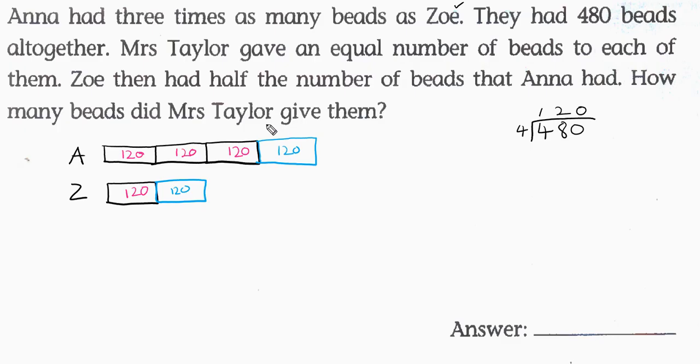How many beads did Mrs. Taylor give them? Well, she gave 120 to Anna and she gave 120 to Zoe. So we've got 120 times 2, which is 240, and that is our final answer. So I think it looks quite complicated, but actually when you draw it, it's made very easy, which is the whole point.